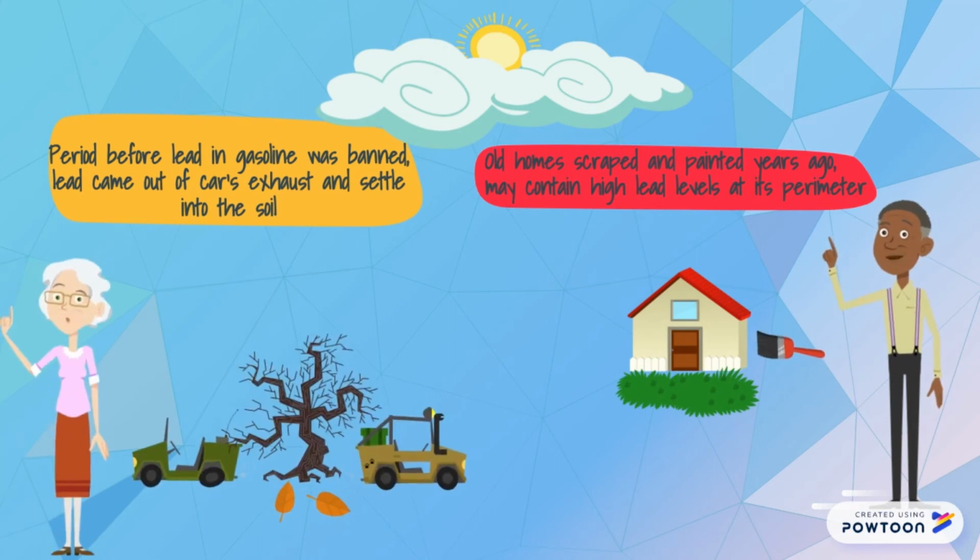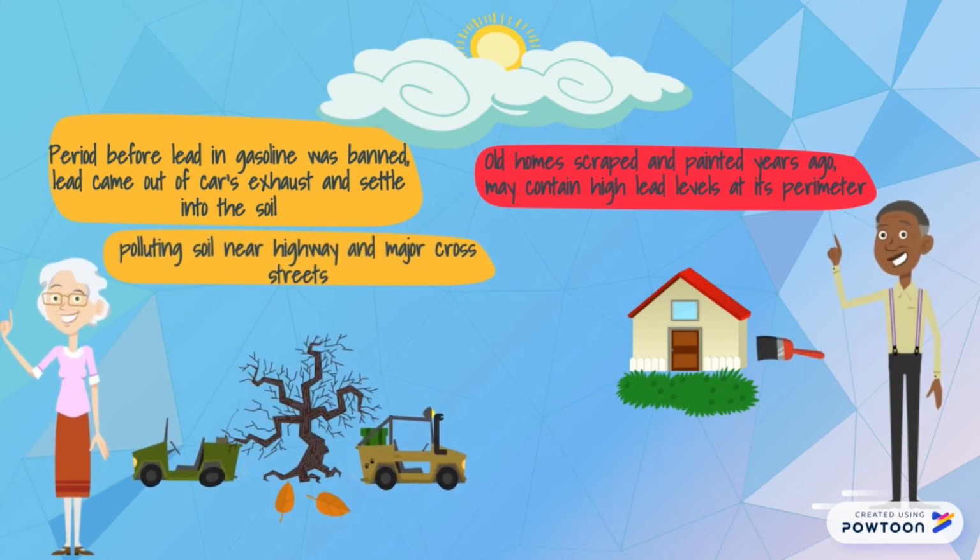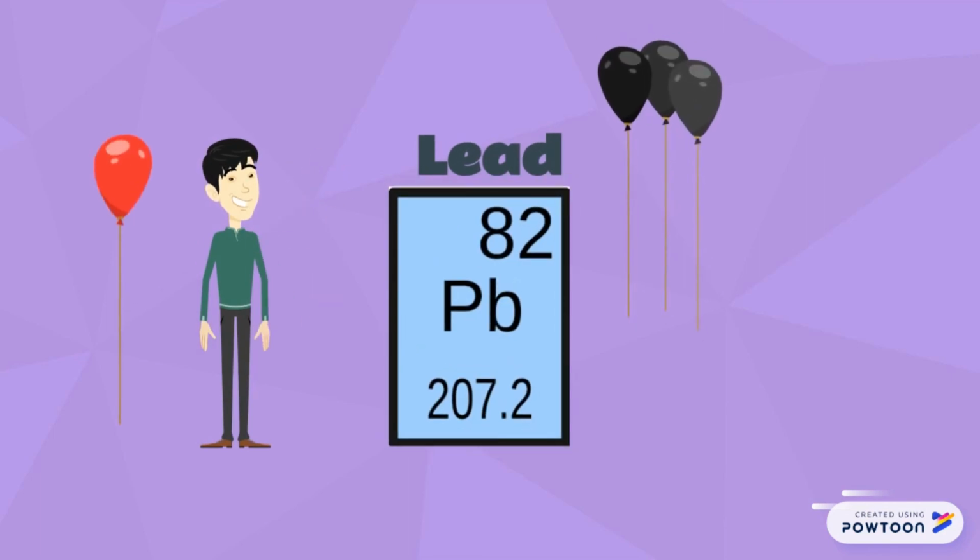In that period, lead came out of cars in the exhaust and settled into the soil close to highways and major cross streets. So that is how lead can cause pollution to our environment.